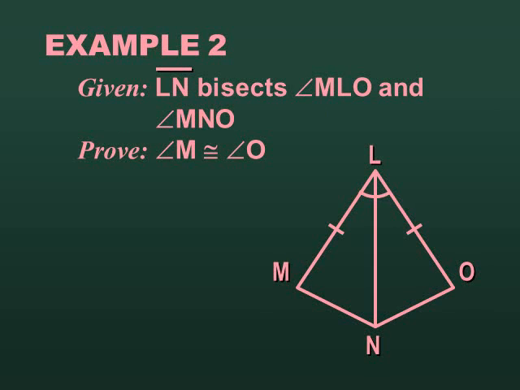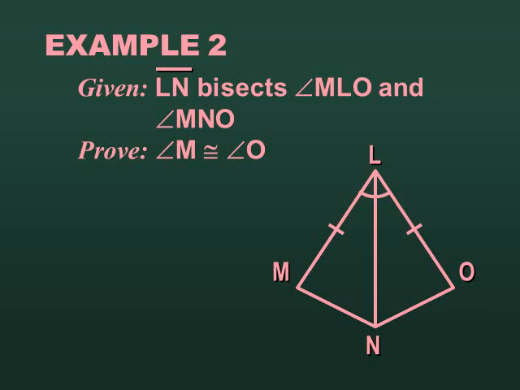Okay, so for the second one, we have the same exact figure, but this time they're talking about bisection, okay? LN bisects angle MLO, which means those two angles are congruent, right? We just have an extra step to talk about that. And let's see, what else do we have? Oh, it also bisects angle MNO, which means those two angles at vertex N are also congruent. Now, it's not marked on this figure, but that's what's given.